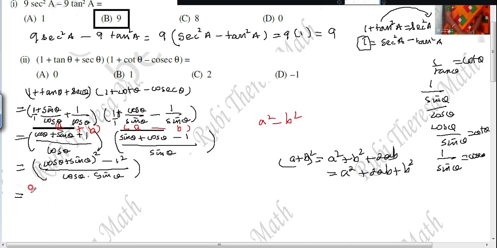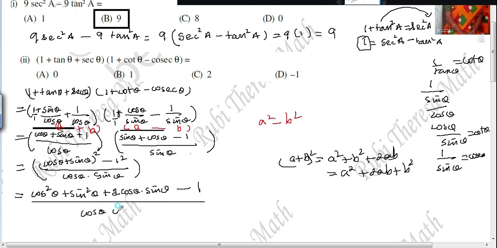So, here what am I going to do? A squared (cos squared theta plus sin squared theta), B squared. A squared plus B squared plus 2AB, plus 2 cos theta into sin theta. If you write sin theta into cos theta also, no problem. Understand? Minus 1. 1 squared is nothing but 1, divided by cos theta into sin theta.